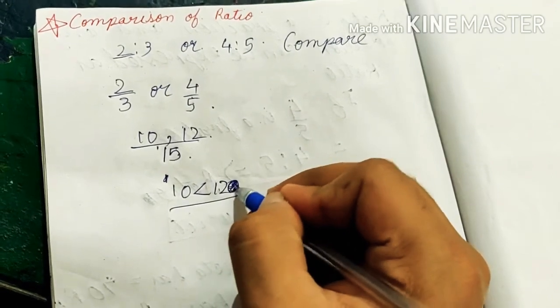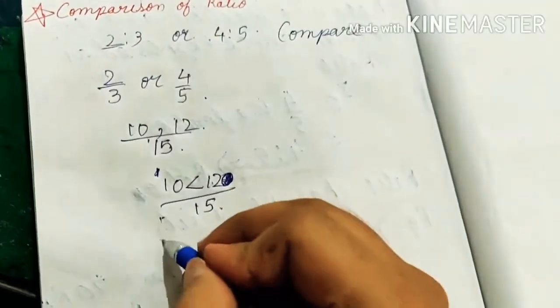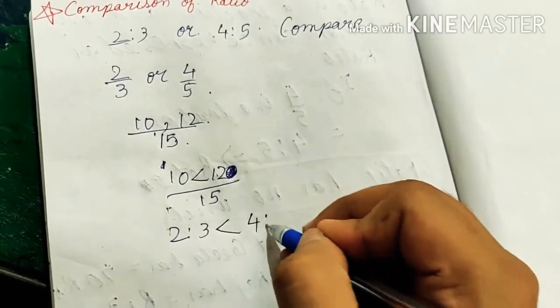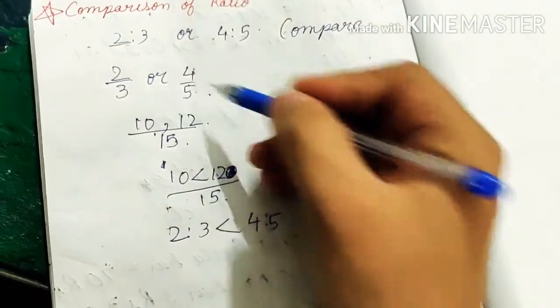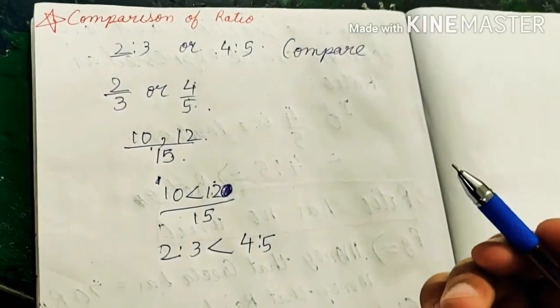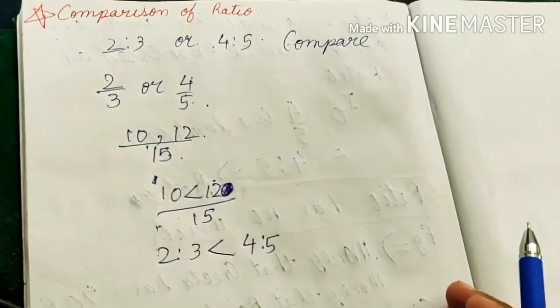Yes, 12 is greater. This means 4 by 5 is greater than 2 by 3, as 12 was greater. Okay, this is a simple thing. Moving forward to some questions.